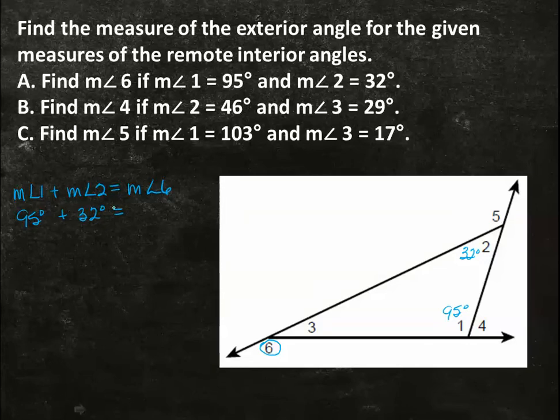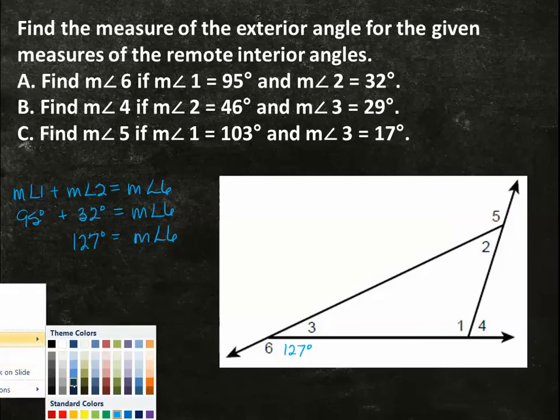Well, let's do it the real algebra way. Okay, now I add those up. 95 plus 32 is going to be 127. And that equals the measure of angle 6. Okay, now I'm going to take my eraser because I don't want all my numbers getting confused here. I'm going to erase those and do part B.